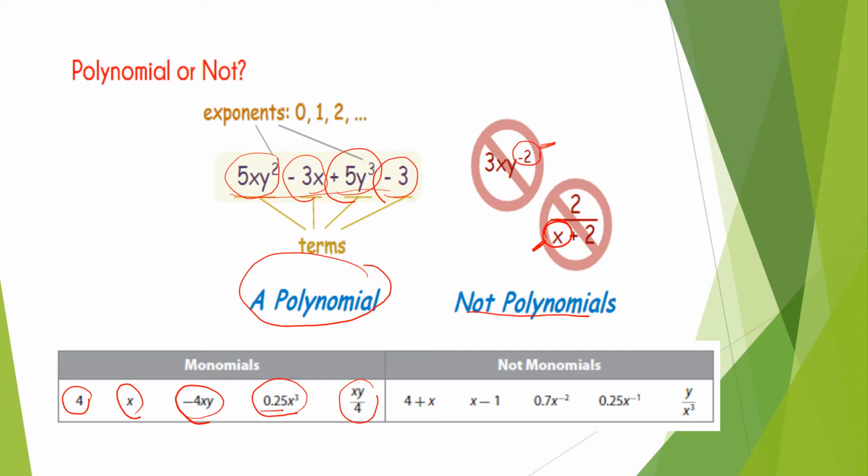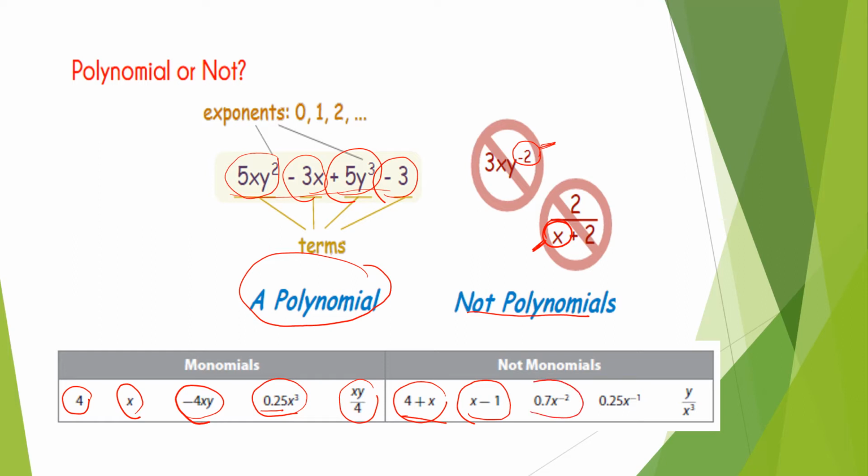Not a monomial. I have here 4 plus x. Why is it not a monomial? It's two normal terms, so it is a polynomial, but it's not a monomial. So I have 4 and x, so it's a binomial, but it's not a monomial. X minus 1 is the same thing. I have two terms, x minus 1, so it's a binomial, but it's not a monomial.